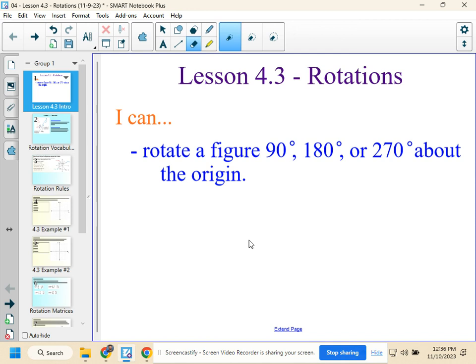All right, here we go. Welcome to lesson 4.3 on rotations. We're working our way through chapter 4. Next transformation up is rotations.